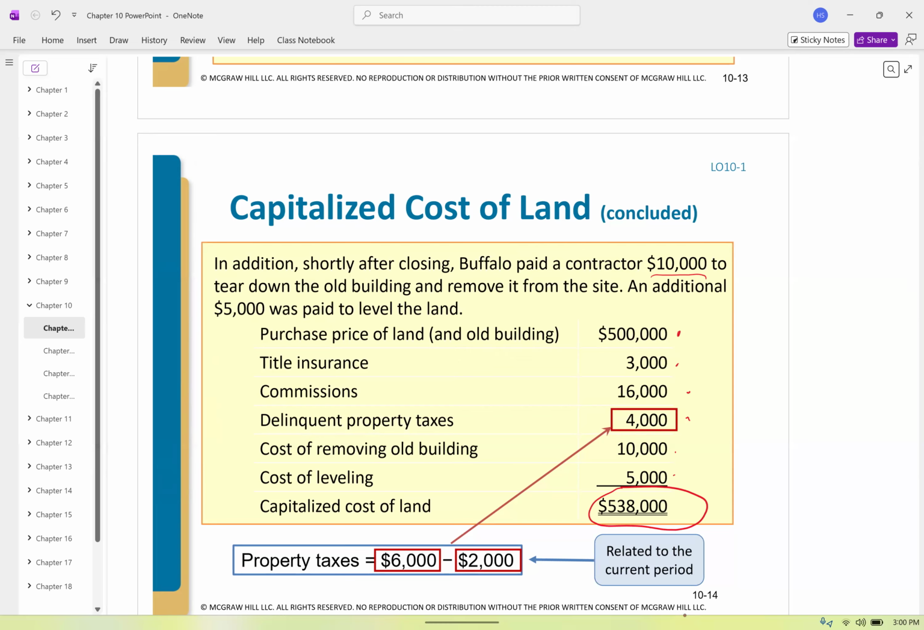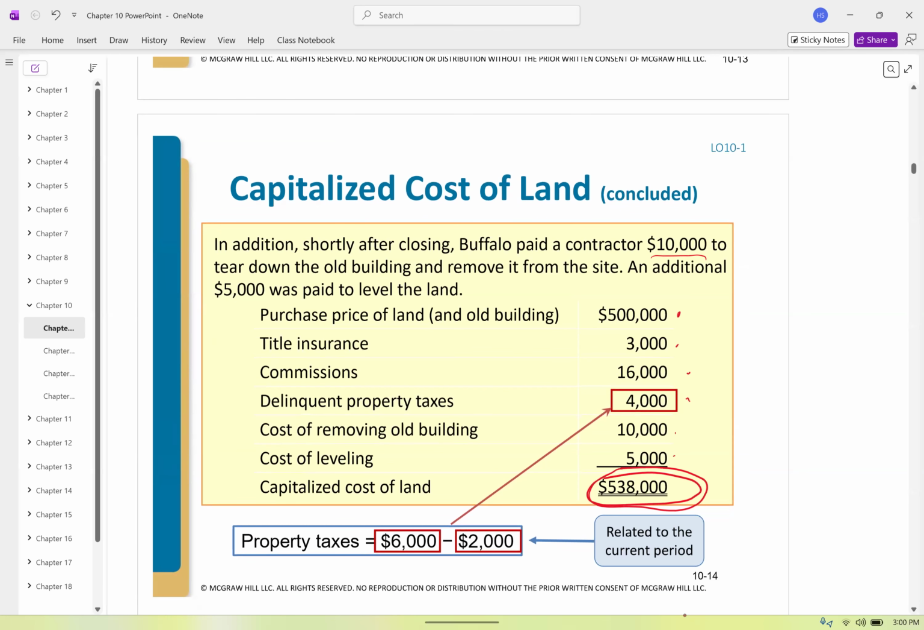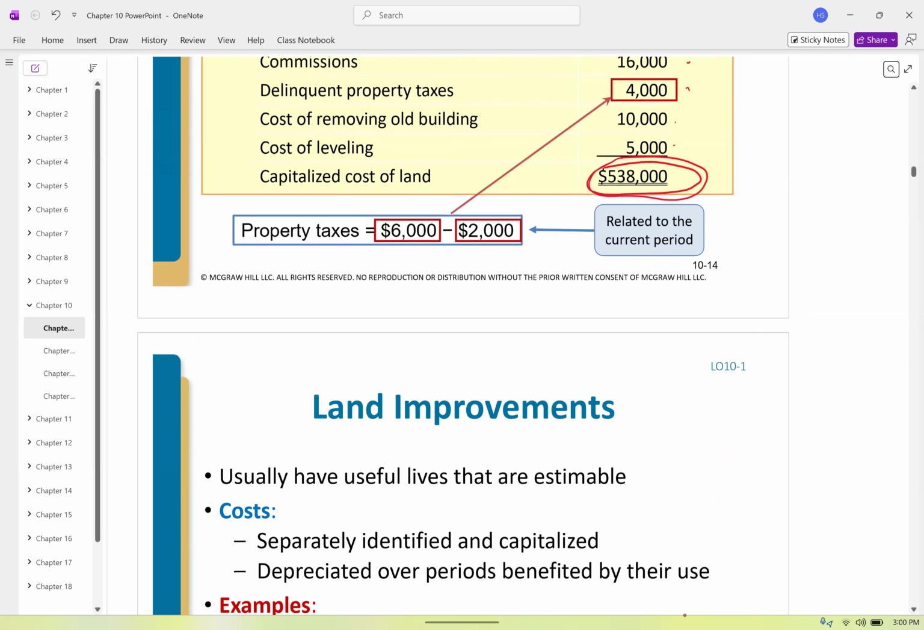Now remember, your land is not depreciated. Okay, so when you're adding cost to this asset, you've got to remember this is going to be an asset on our books for a very long time, as long as we own that tract of land. Okay, because remember, land doesn't get depreciated. Everything else does, though. Okay.